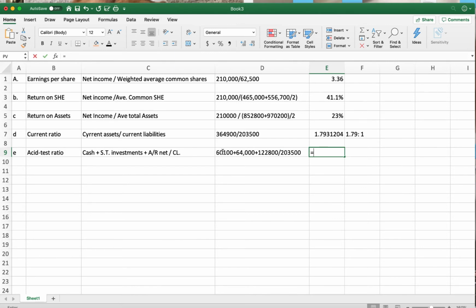Now, mathematically, to do this, I'm not going to add all those up. That's a pain, right? If you look at the balance sheet, under the current liabilities, we know our total current assets is $364,900. Cash, short-term investments, accounts receivable, and inventory make up those numbers. If I want to figure out what my assets are, I'm just going to take the $364,900, which is my total current assets, minus my inventory.